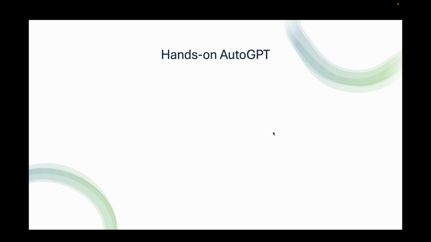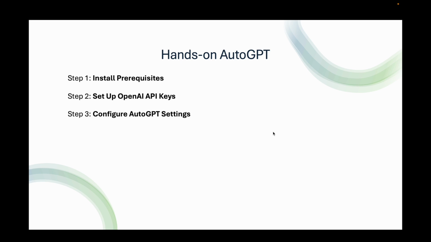Now, to implement AutoGPT, you can follow these steps. AutoGPT is a Python application that leverages GPT-4 to autonomously complete tasks based on user-defined goals. So here are the steps we'll follow. First, we'll install the prerequisites, set up the OpenAI API keys if you have not done it in the previous steps. Then we'll configure AutoGPT settings. Then we'll run AutoGPT. Then we'll define goals and tasks.